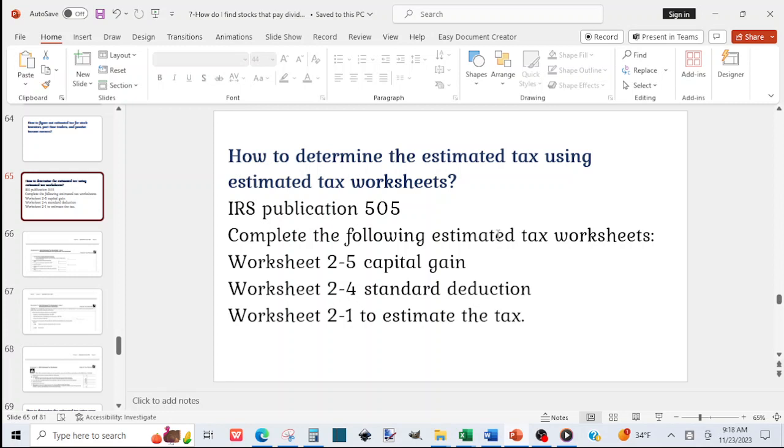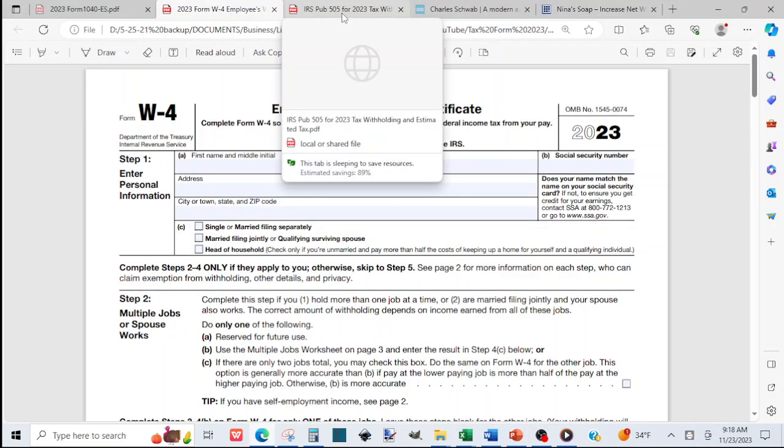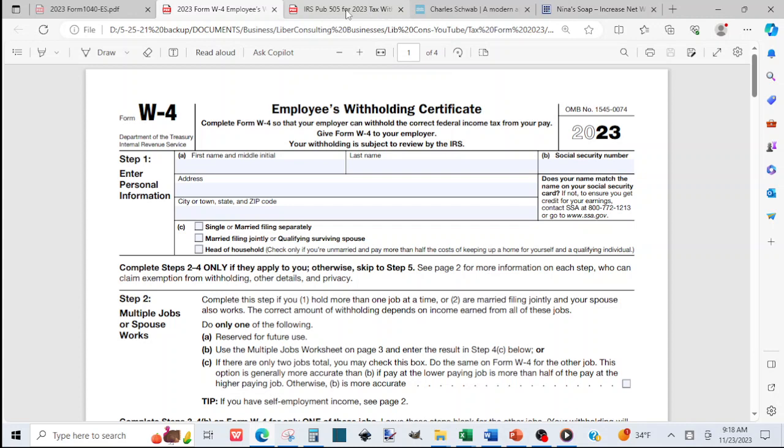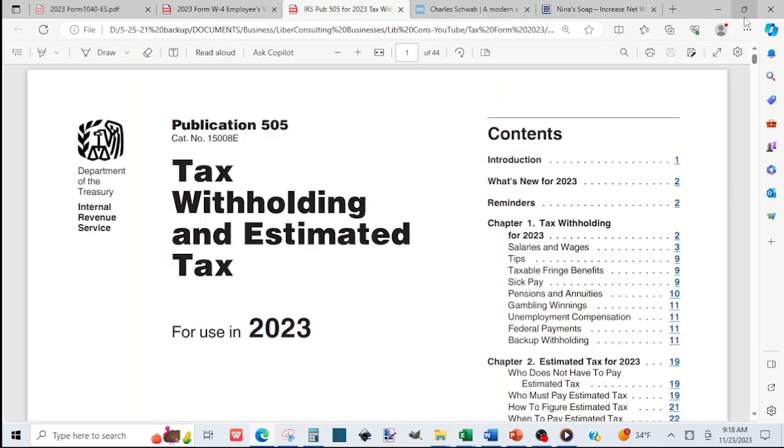Or you might have a little bit of refund, but not too much. And those tax worksheets, you'll find them in IRS Publication 505, which is about withholding tax and estimated tax. So let's see, IRS Publication 505, Tax Withholding and Estimated Tax, 2023, the latest version.